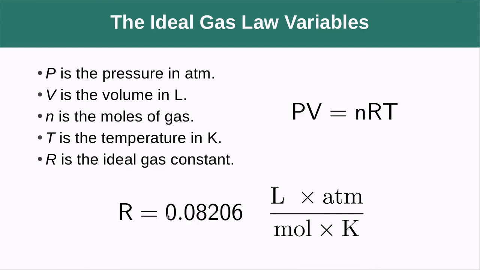R has a value. It is 0.08206 liters times atmospheres per mole Kelvin. You can look up R on Wikipedia and see that it can have many other units. So depending on your calculation, you may want to use a different one, like bars instead of atmospheres, or kilopascals, or something like that.